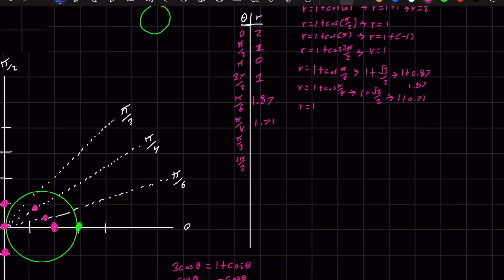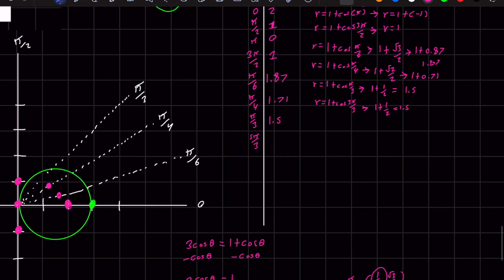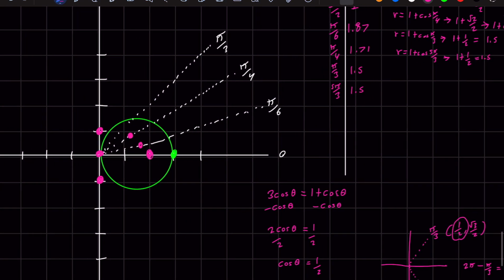We're going to do r equals 1 plus cosine of pi over 3. The cosine of pi over 3, as we just said, is 1/2. So we get 1.5. And then when we do the other one, r equals 1 plus cosine of 5 pi over 3, we also get 1 plus 1/2, which is 1.5, because remember, cosine of pi over 3 and cosine of 5 pi over 3 give you the same thing, 1/2, just in different quadrants. So you have 1.5 for both of these angles.